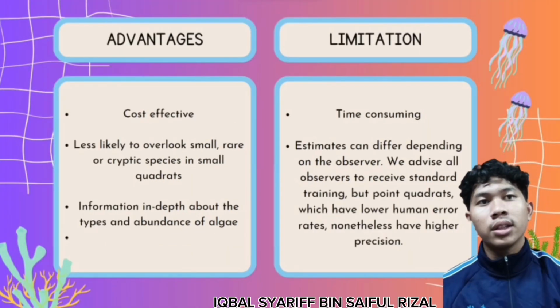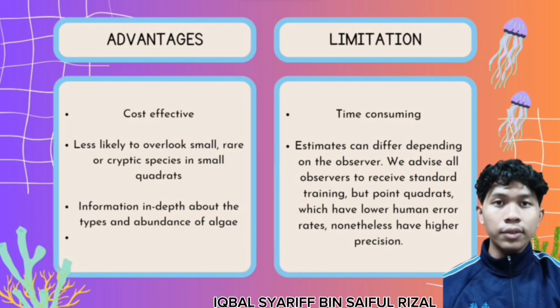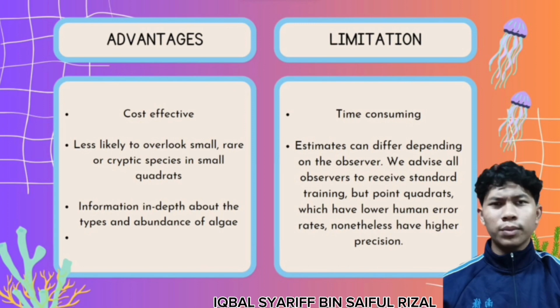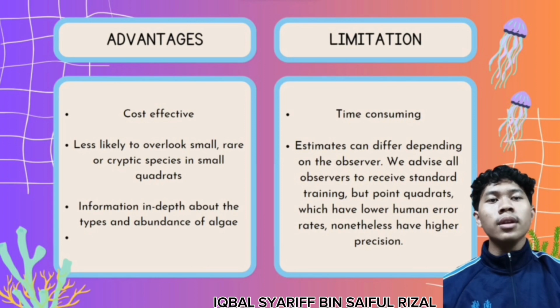On to the advantages and limitations. The advantage of this method is that it is cost effective and less likely to overlook small, rare, or cryptic species in small quadrats, and it gives in-depth information about the types and abundance of algae. The limitation of this method is that it is time consuming and estimates can differ depending on the observer.